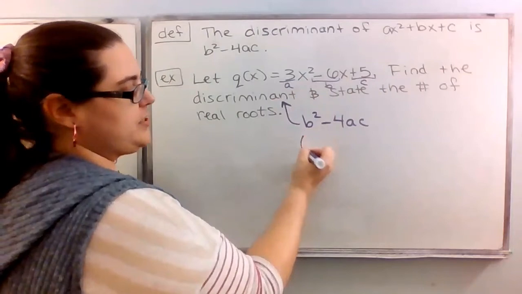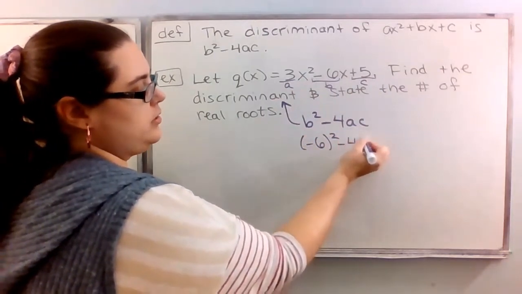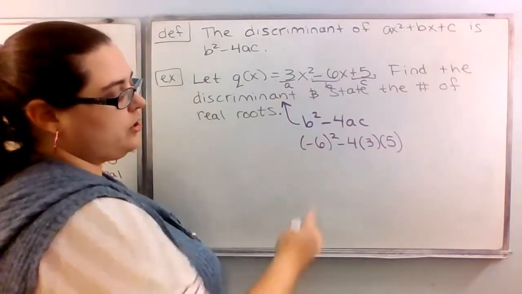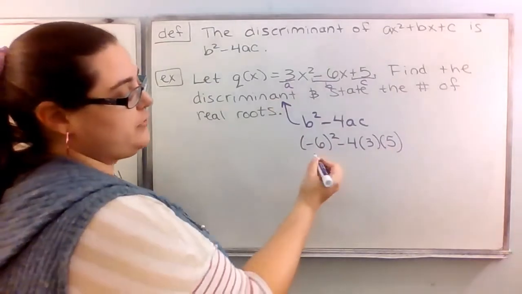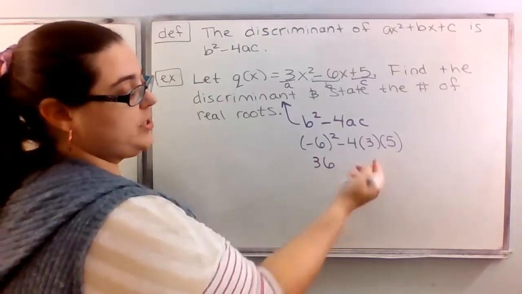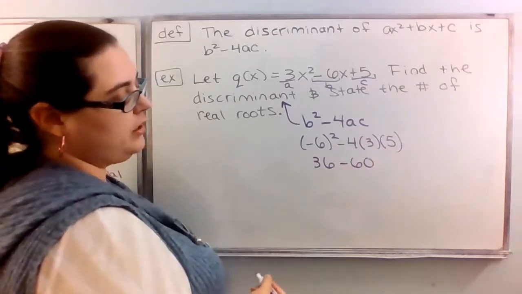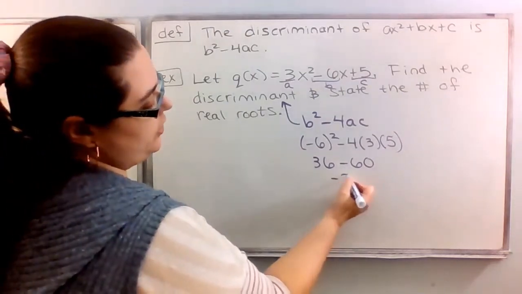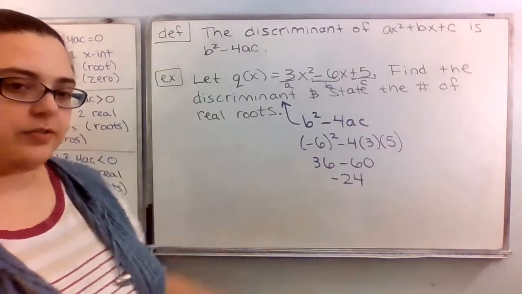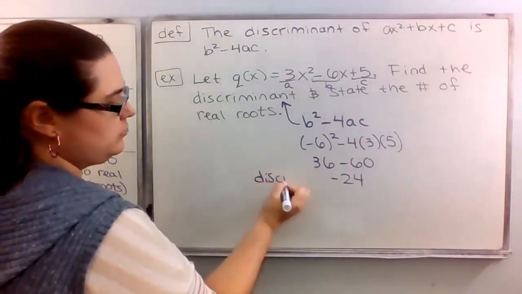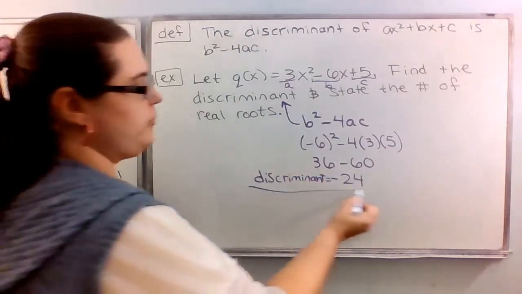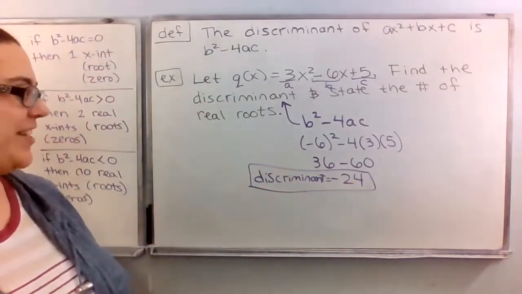So we're going to take this -6 and square it, times 3, times 5. So -6 squared is a positive 36. 4 times 5 is 20, times 3 is 60. And then we're going to get -24. So the discriminant is -24.